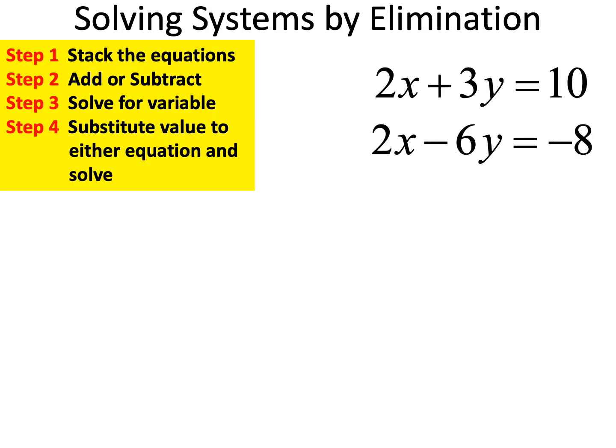So here's 2 equations stacked. Well, let's see what would happen if we added them. 2 plus 2 is 4. Didn't eliminate. 3 plus negative 6 is negative 3. Didn't eliminate. So this one would not eliminate anything if I added them. However, think about if I subtracted. 2 minus 2 is 0. It would eliminate the x's.